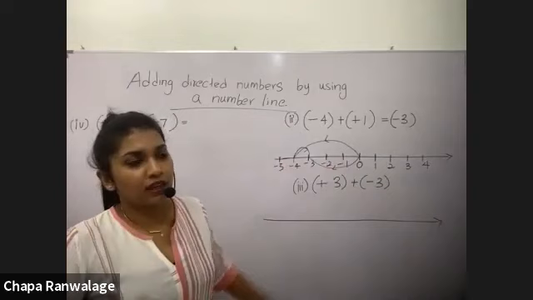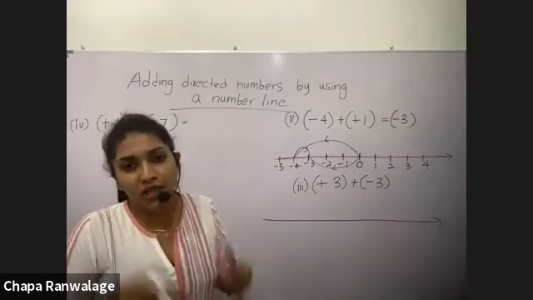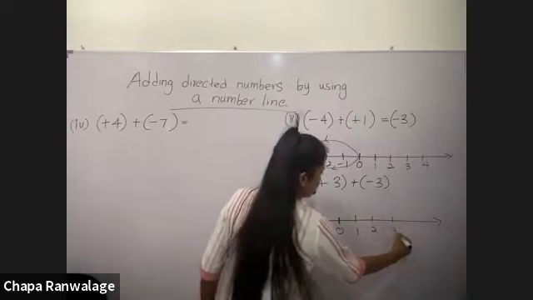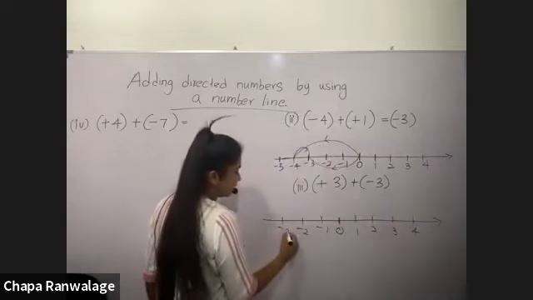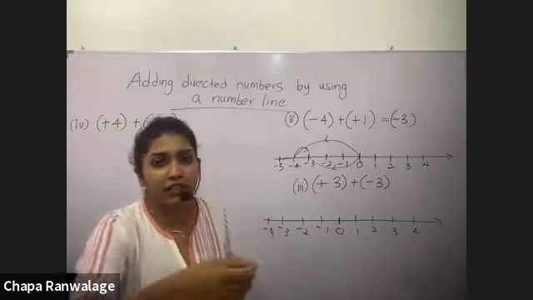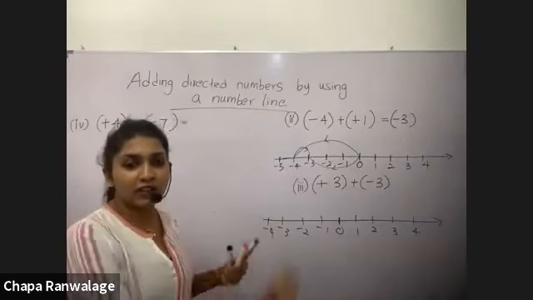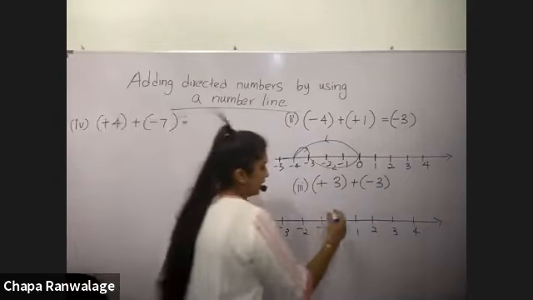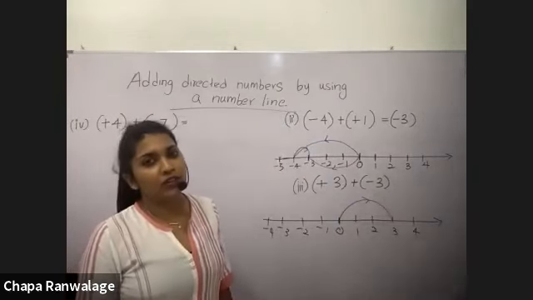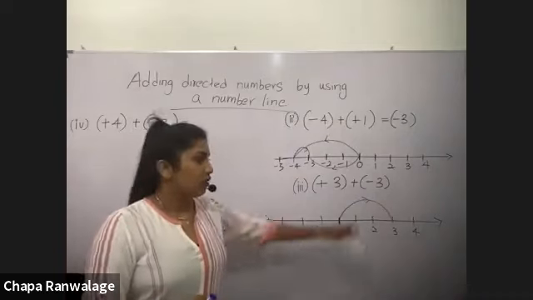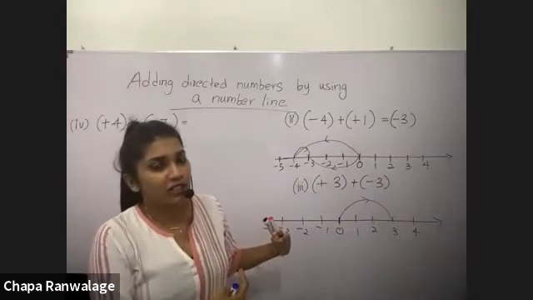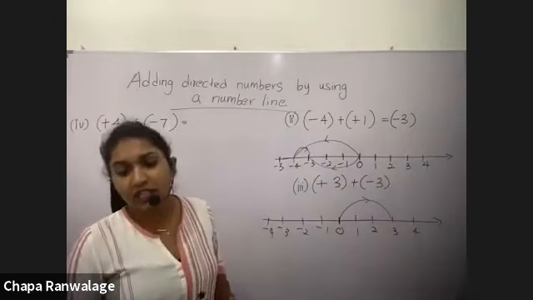Next one is very important, right? The same magnitude but different direction. This is 0, 1, 2, 3 and 4, minus 1, minus 2, minus 3 and minus 4. Plus 3. I have to start from 0 and plus 3. Plus 3 means right side. Then you have to move another 3 units, but the direction is left side. Reverse direction. Got it?